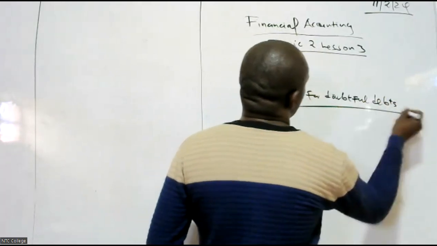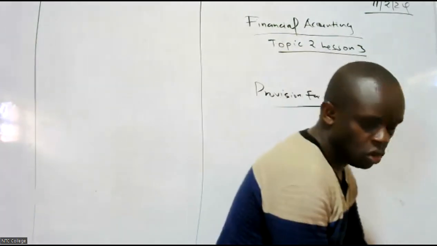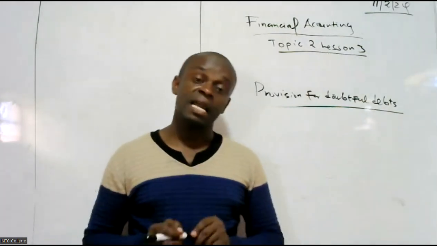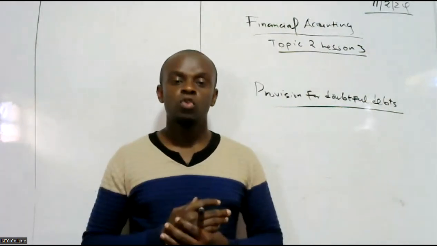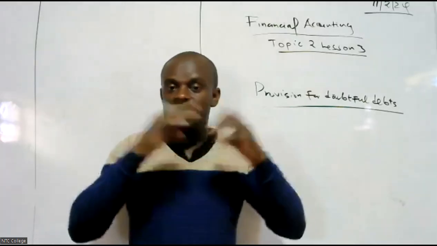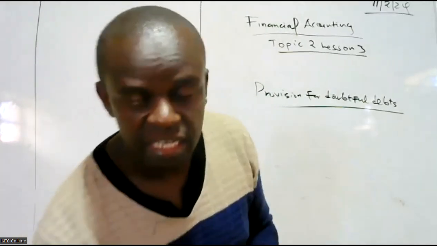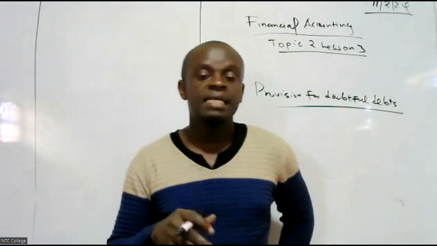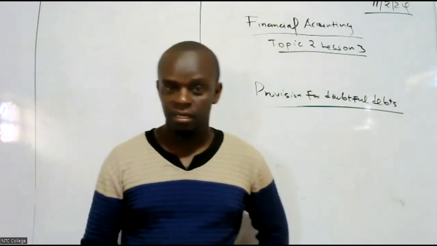Now, when you talk of provision for doubtful debts, we refer to a percentage or an amount that is allocated for the debtors that are likely not to be paid. It's normally good when we explain these things with an example, and I want all of you to be very attentive so that we understand what we mean by doubtful debt. When we say a debt is doubtful, we mean that that debt is not likely to be paid.